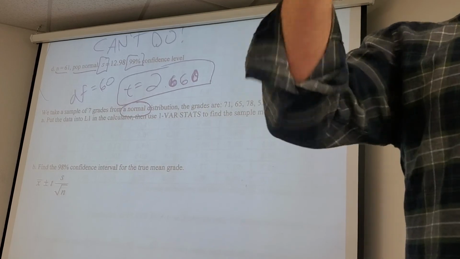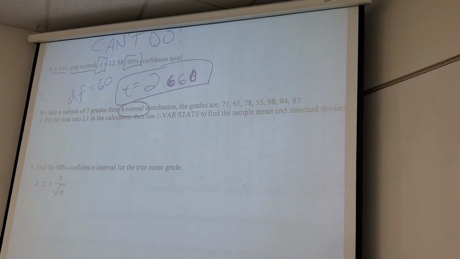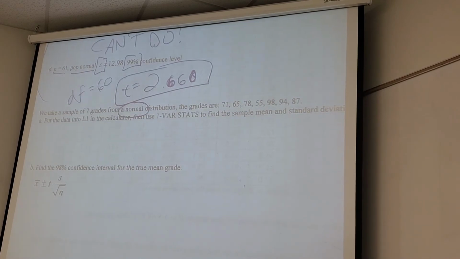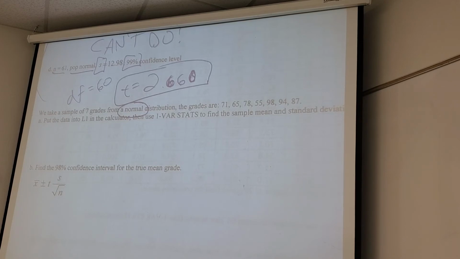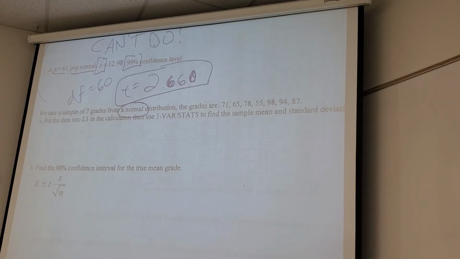All right, so put those in. See what you get for X bar and S. Stay with me now. And then part B, the only thing you have to figure out is the T-score that goes along with the 98%. So let's try this. We're finally doing it all together.